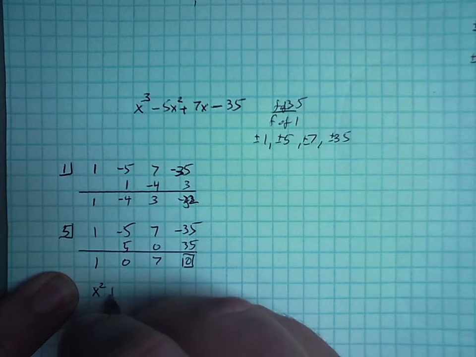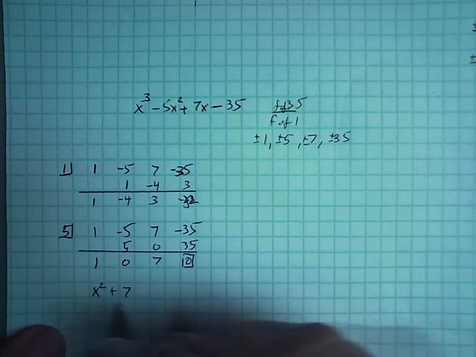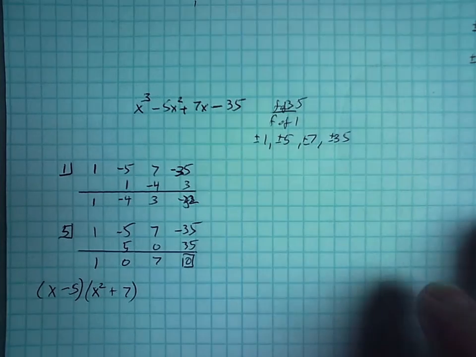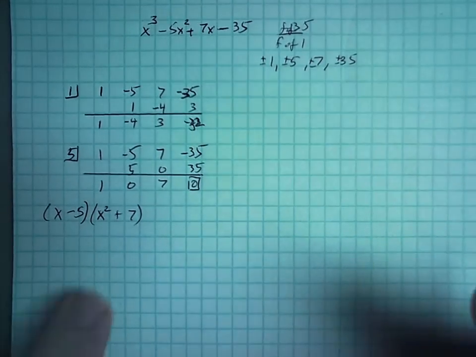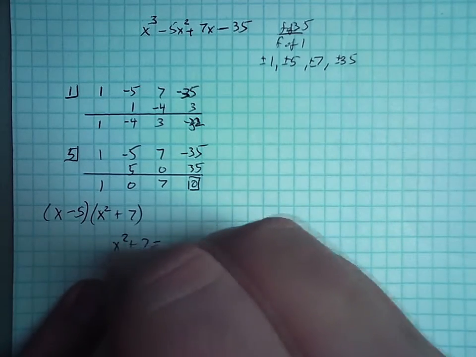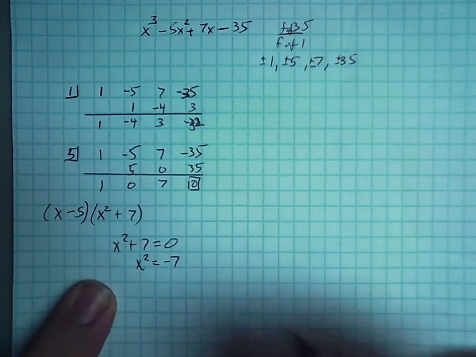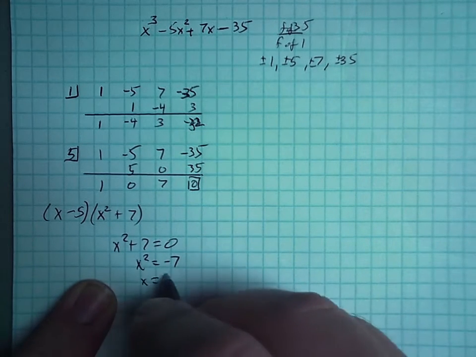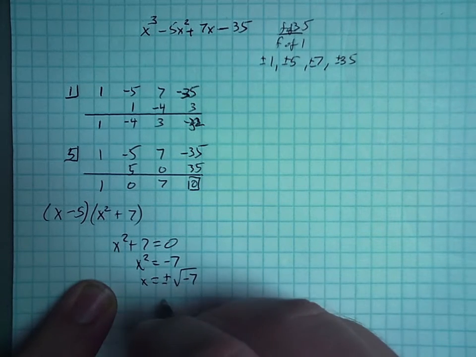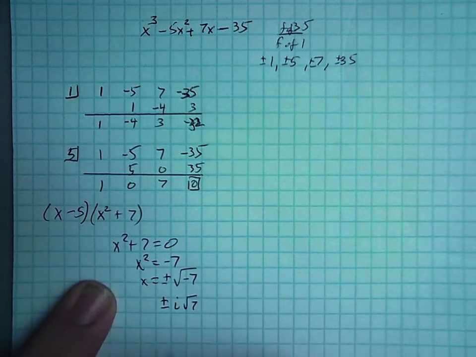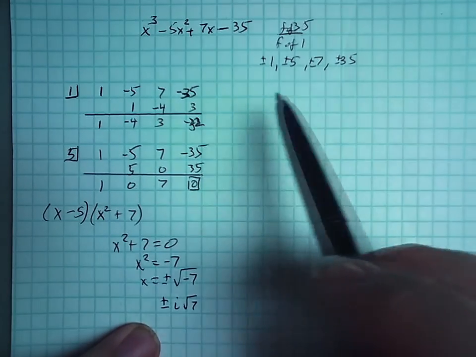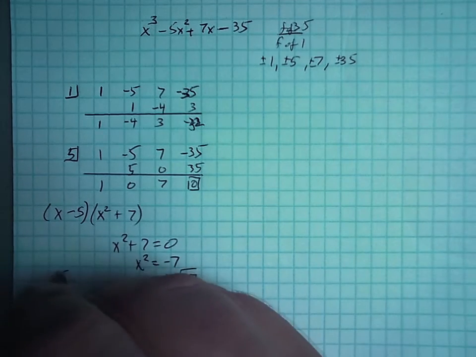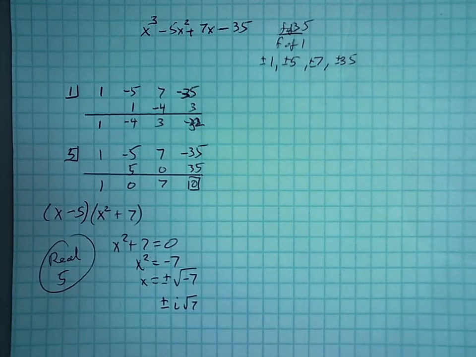Now this is left behind. This is 1x squared and no x's and a 7. And I've got x minus 5 as one of my factors. Here, for x squared plus 7 to equal 0, x squared would have to be -7, which, since we all did chapter 4, we know that means x would have to be plus or minus the square root of -7, or plus or minus i square root of 7. These are imaginary, so in this section the instructions will say find all the real zeros, so these are not real, which means the only real zero is 5.